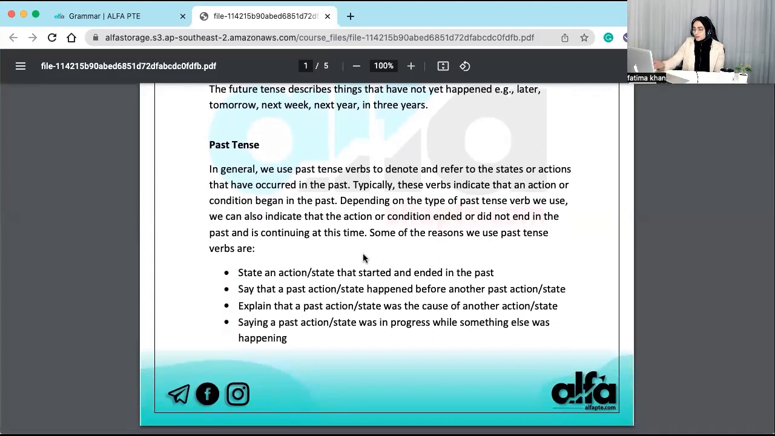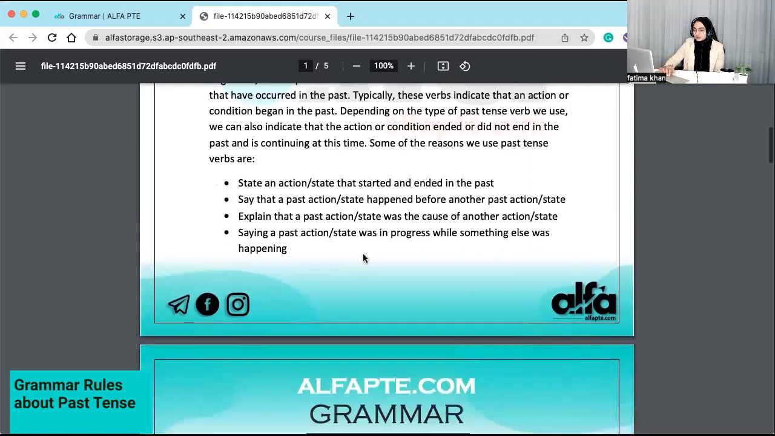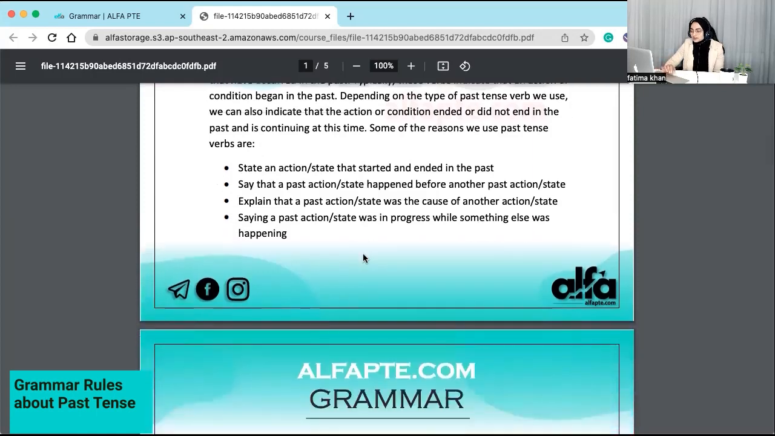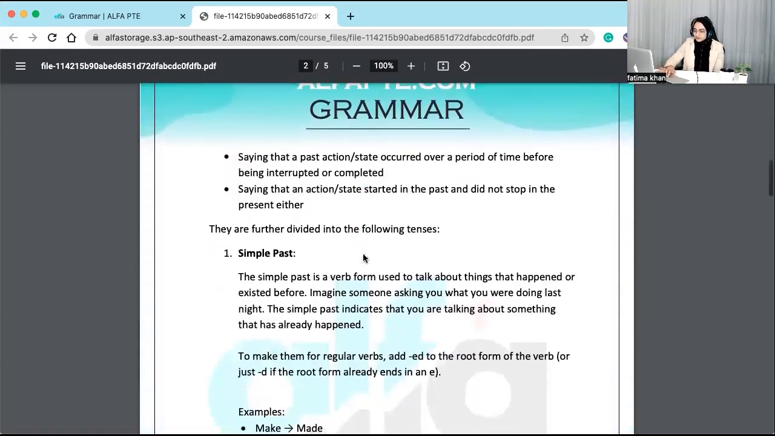In general, when do we use past tense? In general, we use past tense to show something that happened in the past. Okay, depending on the type of past tense we use, we can indicate the condition of the action. For example, whether it is simple past, or past perfect, or past continuous, or past perfect continuous.